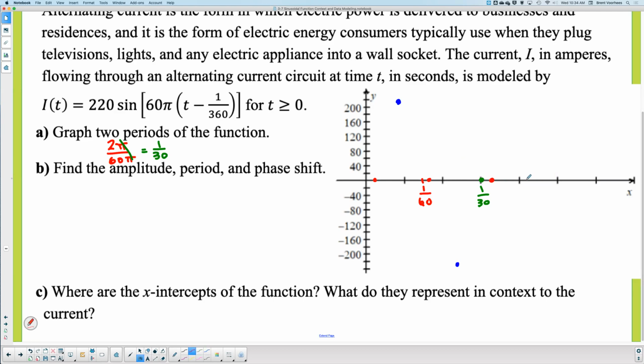Let's go 3/60ths. That would be 1/20. Sorry. This is weird with the fractions. This would be 1/20th. That's where the next maximum would be. And then 1, 2, 3. And of course, to keep our fractions going crazy, this would be 1/15. We would hit just to the right of 1/15. Okay, now I'm going to connect those points. What a graph. What a graph. I see this on the test.